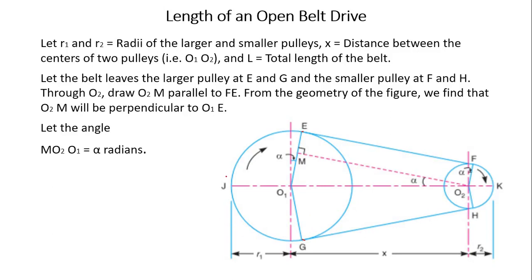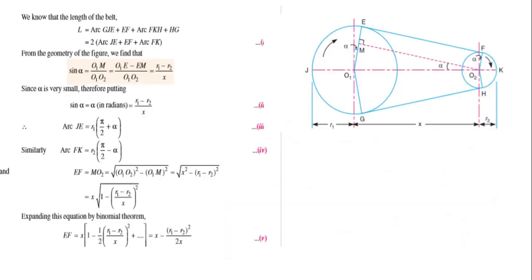Similarly, in the smaller pulley we can see F and H. Between F and H there is an uncovered portion of the belt. So for some geometrical construction, the first geometrical condition is to draw O2M perpendicular to O1E, so that alpha is the angle between O2, O1 and M. So student, we have to find the length of belt.